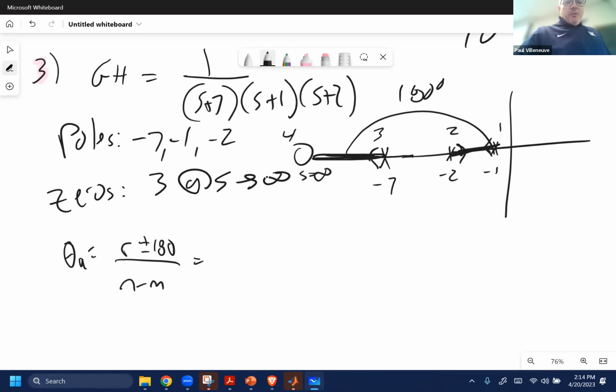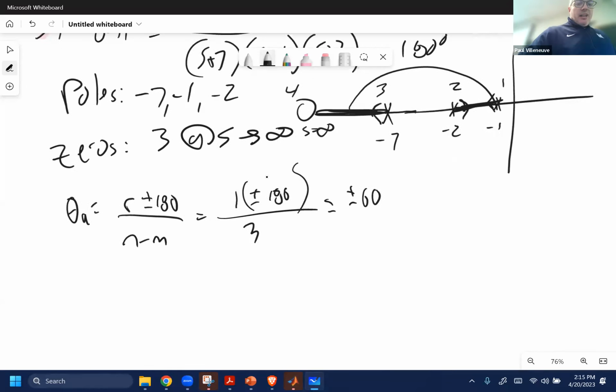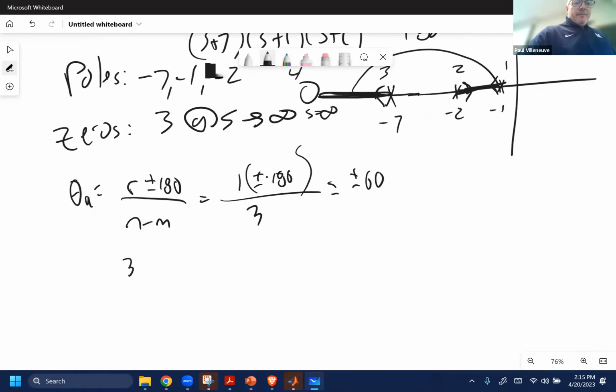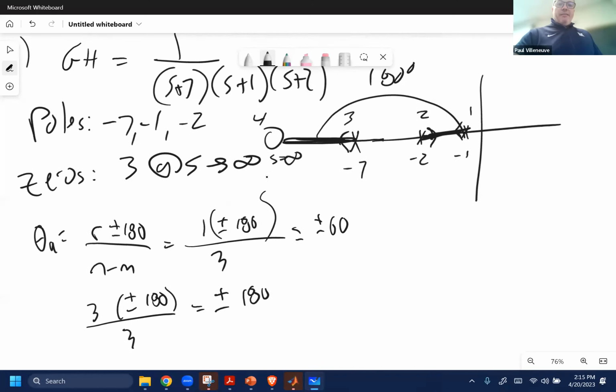So we'll start off with 1 times plus or minus 180 all over 3, that equals plus or minus 60 degrees. And then my next one, I'm going to go up to 3. 3 times plus or minus 180 divided by 3 is equal to plus or minus 180, which is the same angle, right? So we got our plus or minus 180 right here. The plus or minus 60 are the two that we need.